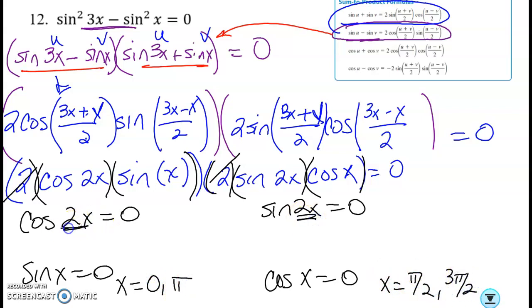These are our double angles, so we've got to solve for x and then divide by 2. So if you solve for 2x, where cosine is equal to 0 is pi over 2 plus pi n.